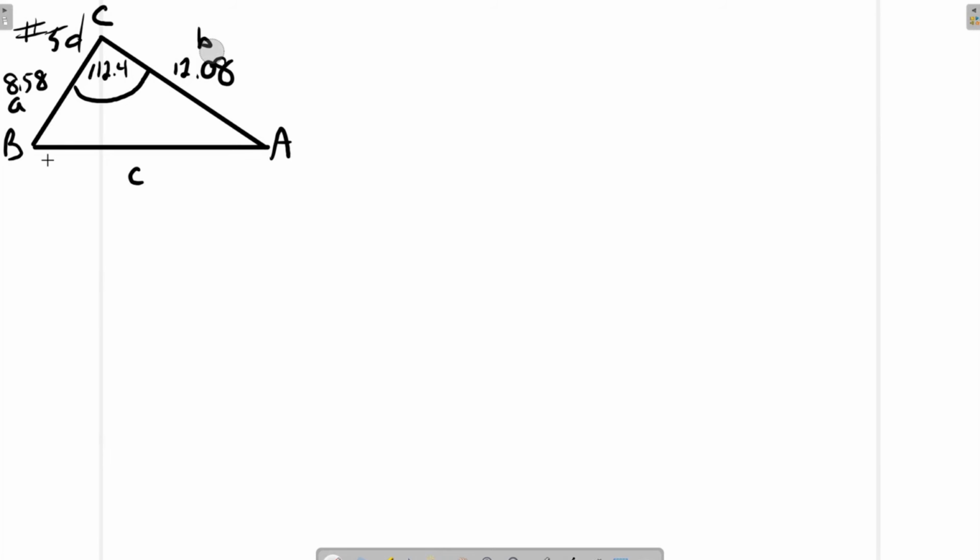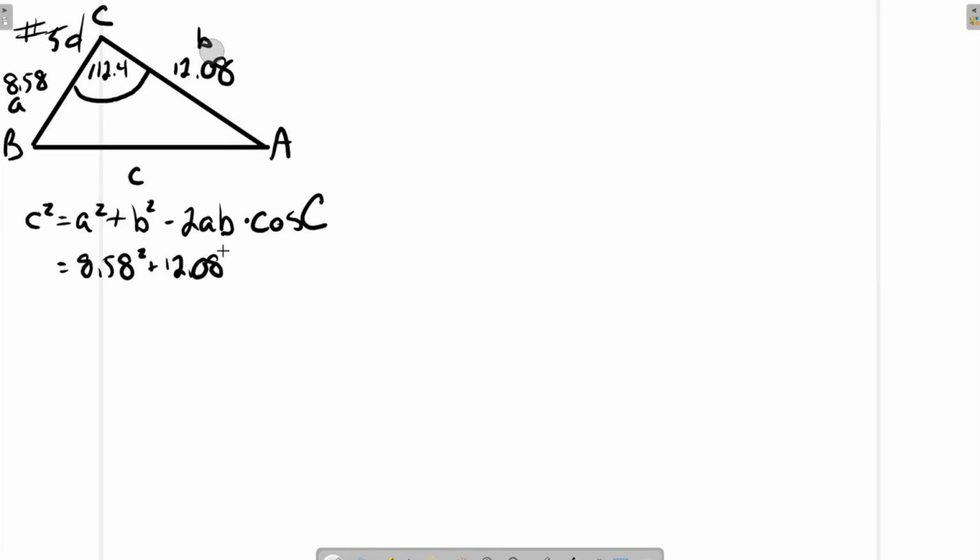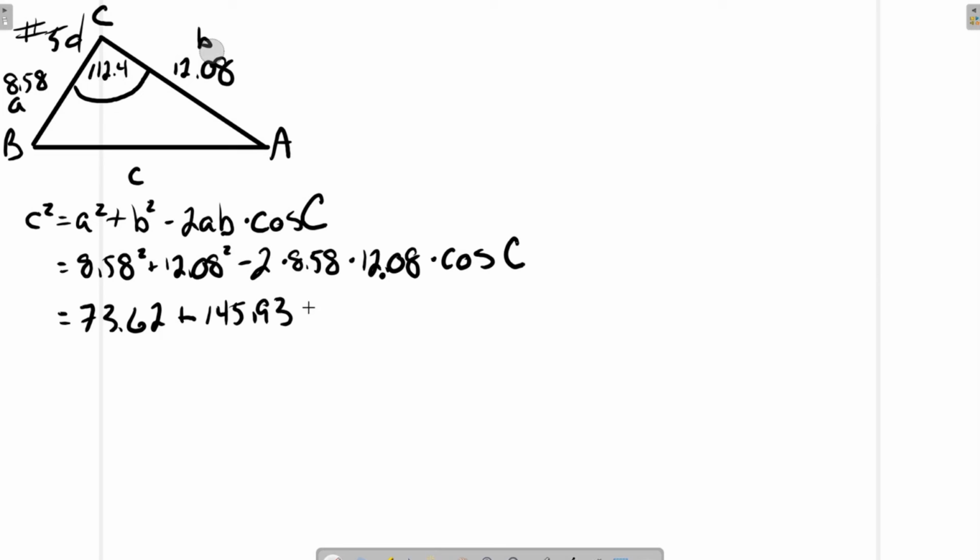So moving along then, let's first of all find the third side, C. So we've got C squared is equal to A squared plus B squared minus 2AB times the cosine of angle C. I can go ahead and put in those numbers: 8.58 squared plus 12.08 squared minus 2 times 8.58 times 12.08 times the cosine of angle C. Multiplying all that out, 73.62 plus 145.93 minus 207.29 times the cosine of C. Sorry, I should have put in that angle C in that last part there.